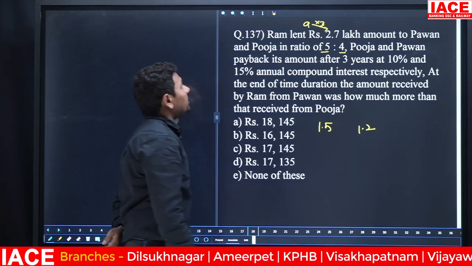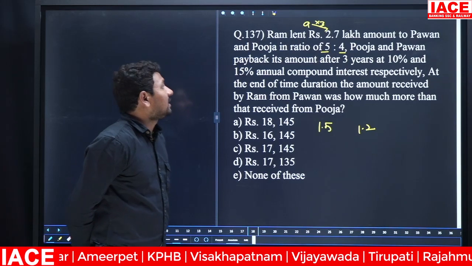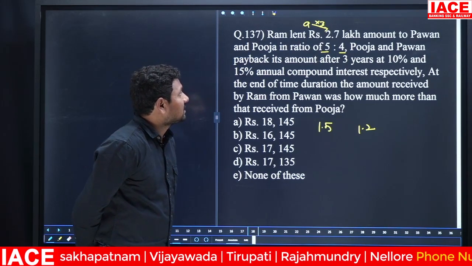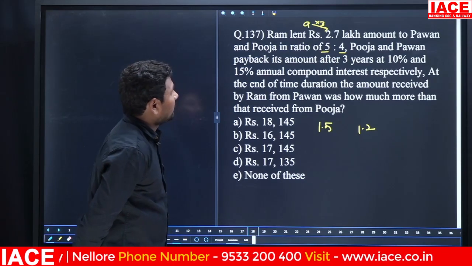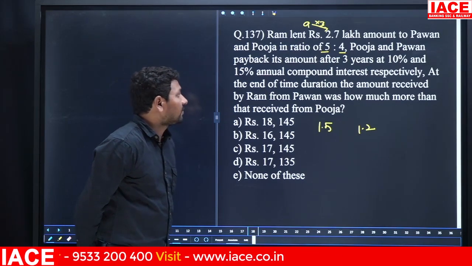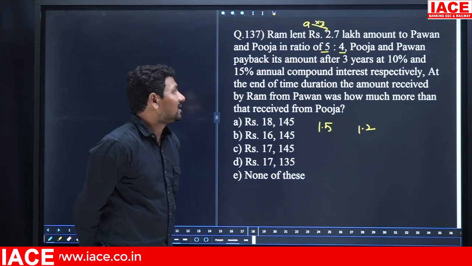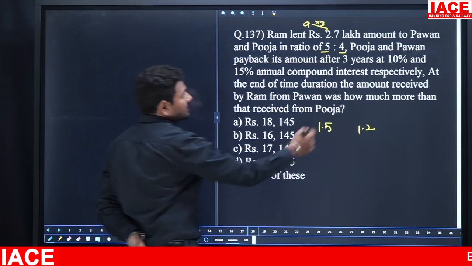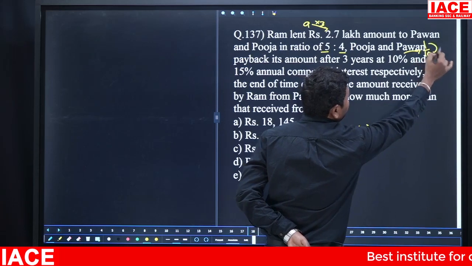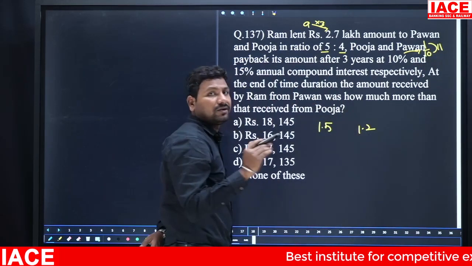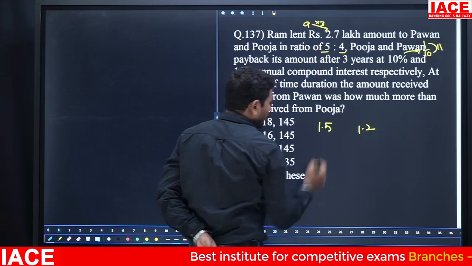Okay. Pawan and Pooja pay back the amount after 3 years at 10% and 15% annual compound interest respectively. At the end of the time duration, the amount received by Ram from Pawan was how much more than that received from Pooja? Here 10% is interest. 10% interest means every 10 rupees, 1 rupee is the interest. Then the amount becomes how much? 11 rupees.